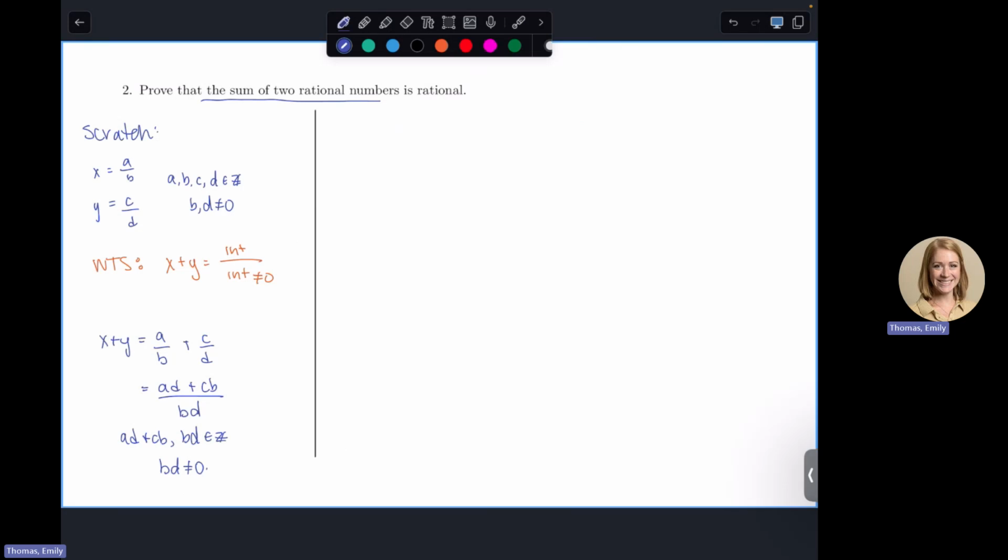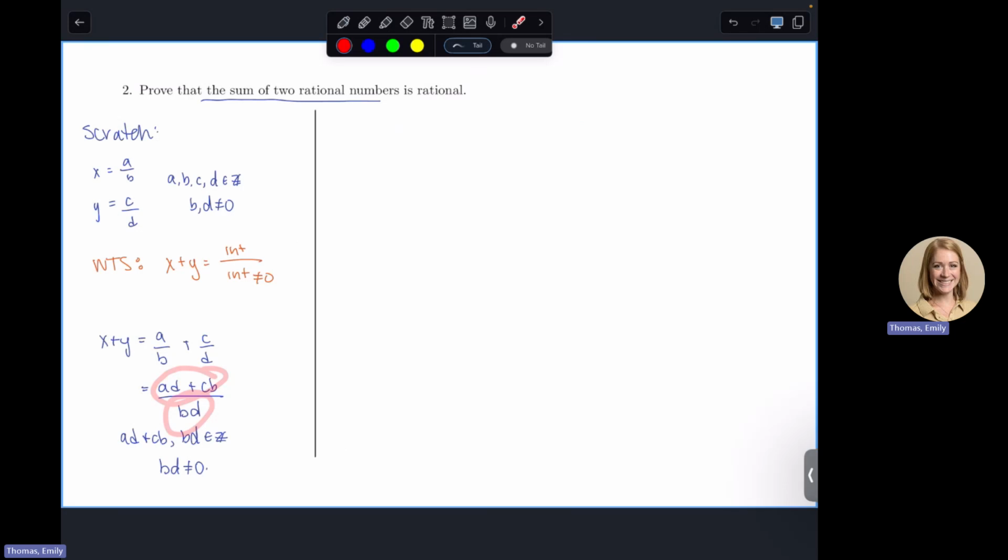Right, so we assumed that X and Y are rational. That means that they can be written as the ratio of two integers where the bottom one isn't 0. So I know that neither B nor D is 0. And so B times D can't be 0, but it is an integer. So I have an integer over a non-zero integer, which makes the thing rational.